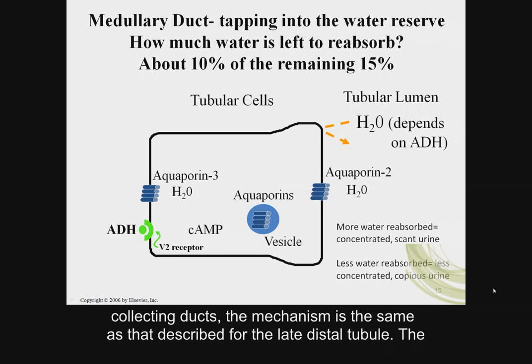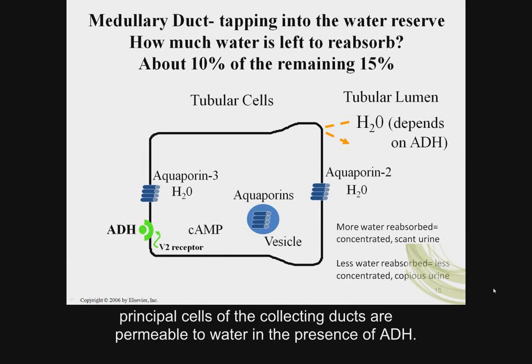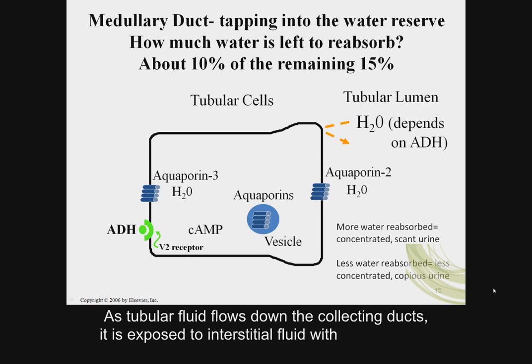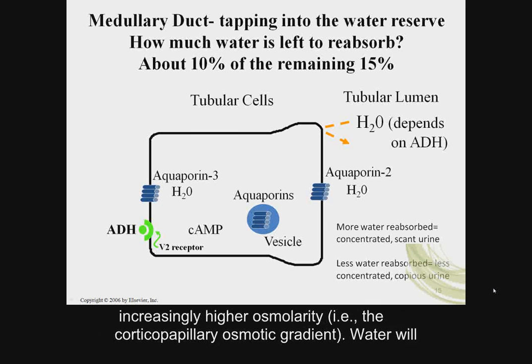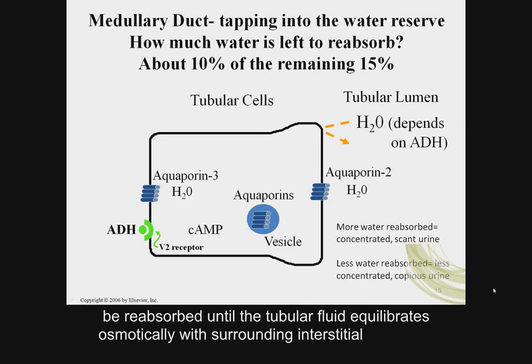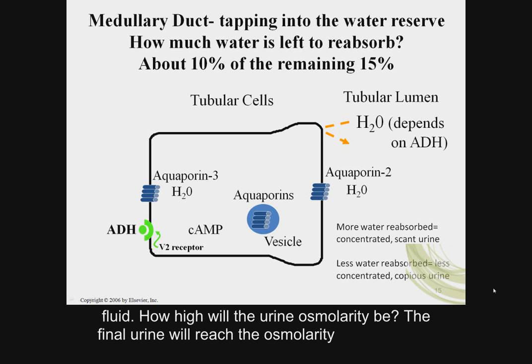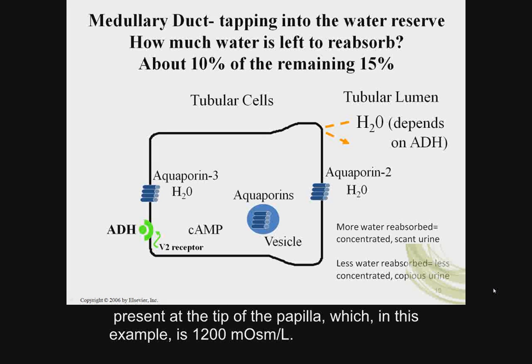In the collecting ducts, the mechanism is the same as that described in the late distal tubule. The principal cells of the collecting ducts are permeable to water in the presence of ADH. As tubular fluid flows down the collecting ducts, it is exposed to interstitial fluid with increasingly higher osmolarity, that is, the corticopapillary osmotic gradient. Water will be reabsorbed until the tubular fluid equilibrates osmotically with surrounding interstitial fluid. How high will the urine osmolarity be? The final urine will reach the osmolarity present at the tip of the papilla, which in this example is 1200 milliosmol.